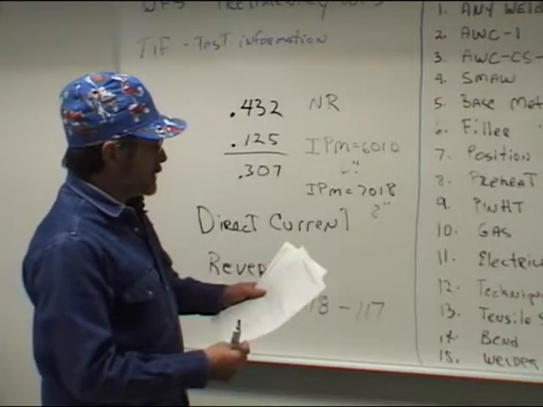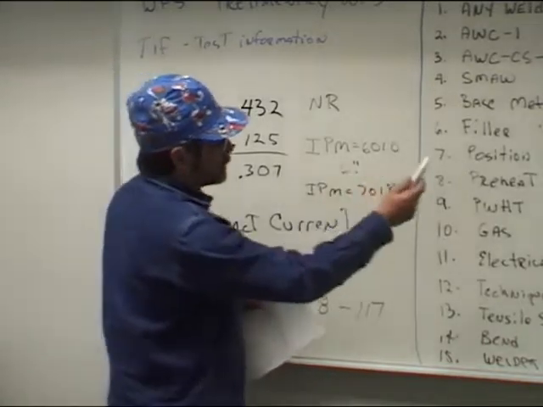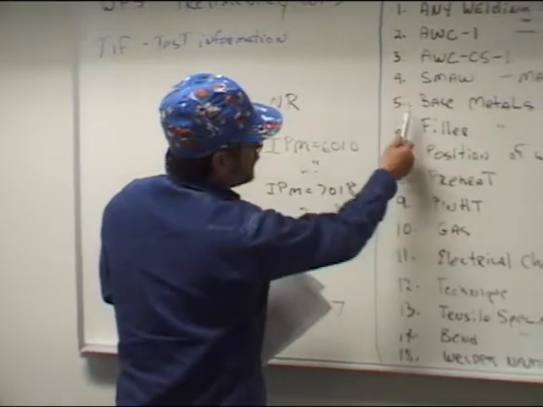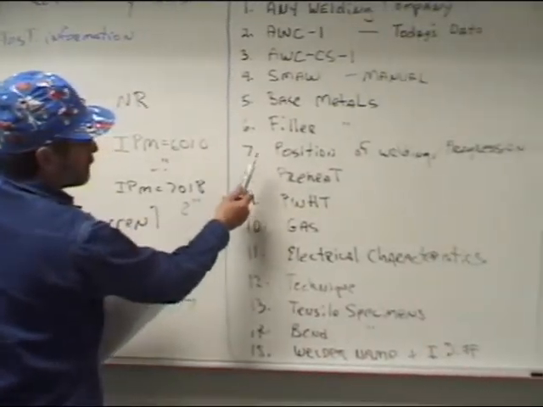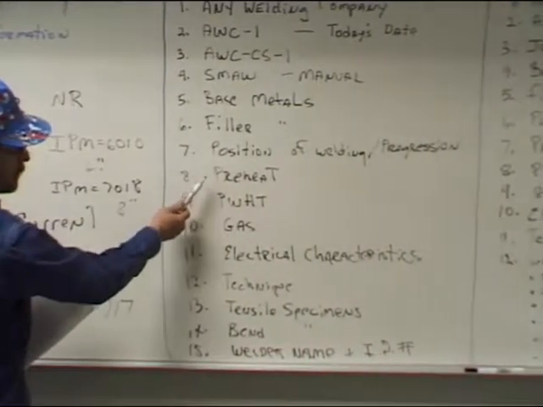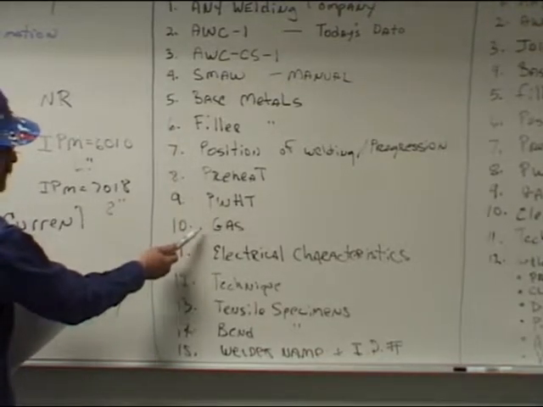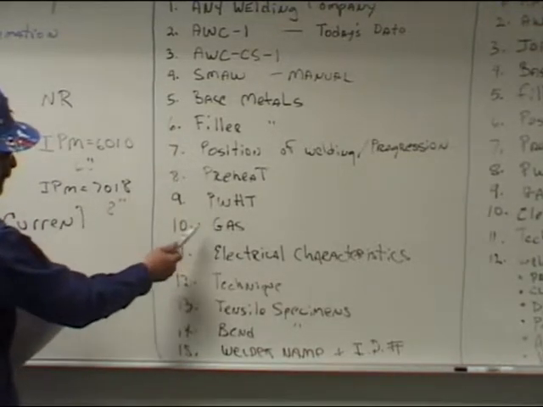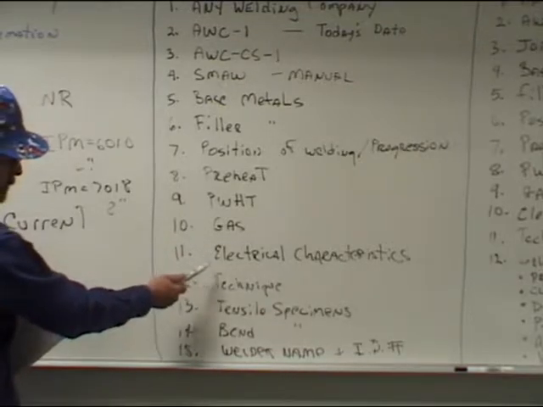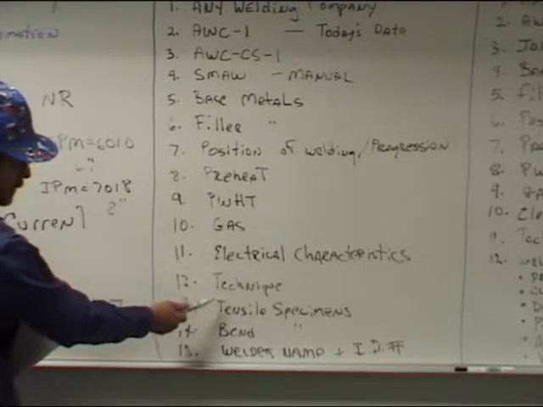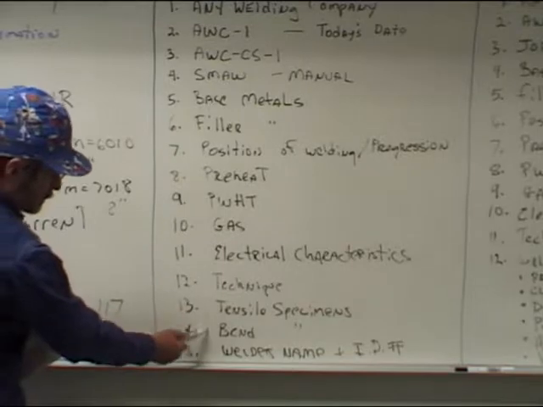Any other notes or anything like that. And so we've come through all of this stuff. We've done the base metal, we've done the filler metal, we've done the welding position, we've addressed the preheat, the post-weld heat treatment, the gas, which is not applicable to what we're doing, the electrical characteristics, we've discussed the technique, and now we go to the actual testing later on.